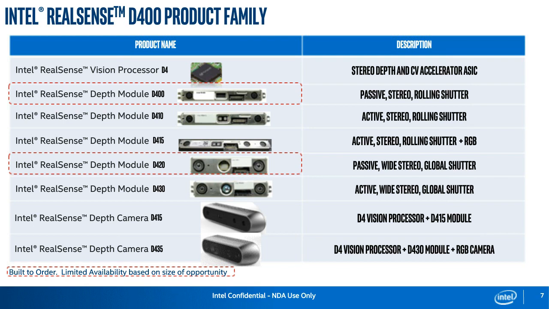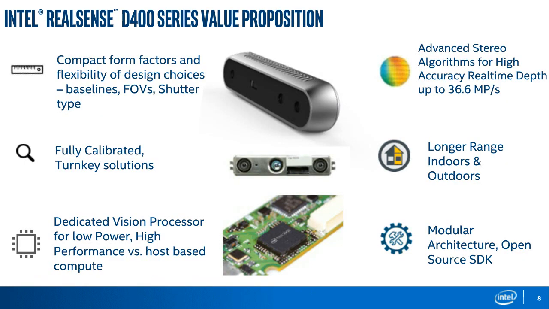Each one of these designs. Our camera, our module, and our VPU make up this vision set of products that can provide you real-time accurate depth up to 36 million pixels per second. We can work in long range and indoors and outdoors. A lot of the depth camera solutions are limited by their lighting situation and they don't work outdoors.